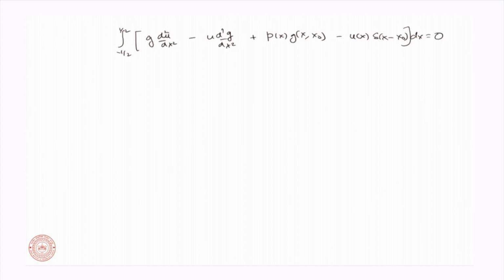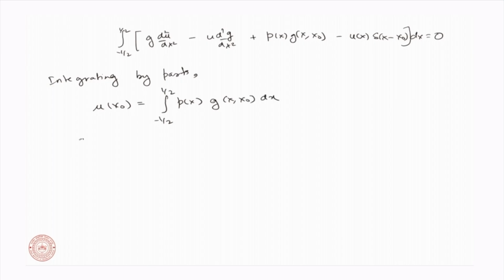Okay. Now, if we try to integrate this by parts, you can give it a try yourself. What you will get as an outcome is that u at x naught will be equal to the integral from minus 1/2 to 1/2 of p of x g of x comma x naught dx. Since both x and x naught are variables, where x is the domain variable or the spatial variable, and x naught is a location where the load is being applied, we can exchange x and x naught.